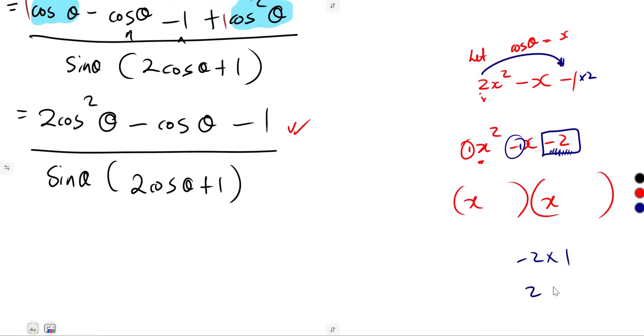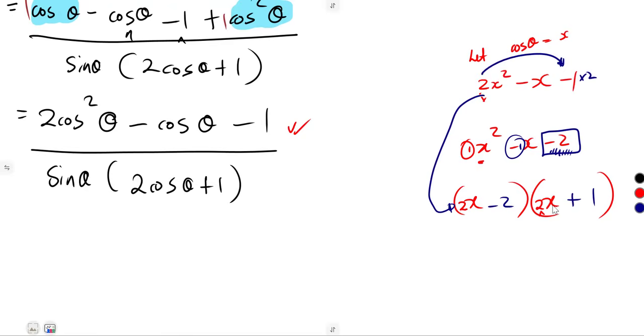Negative 2 and 1, 2 and negative 1. If we add negative 1, it's going to be on these two, negative 2 plus 1. Okay, so what are we going to do? Remember, we removed the 2, so we bring it back where there is x. We're going to bring back the 2.